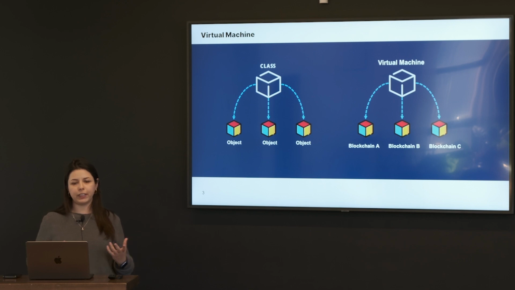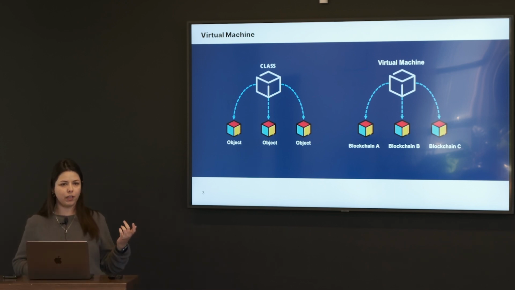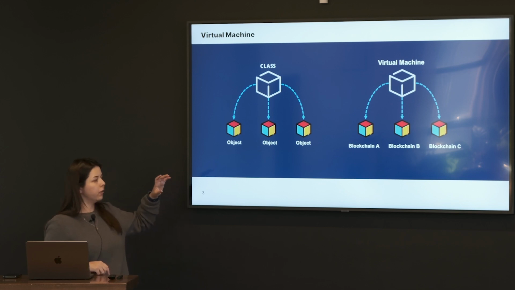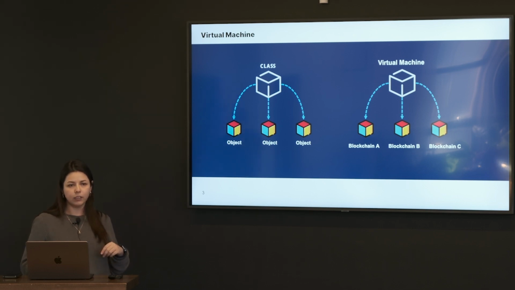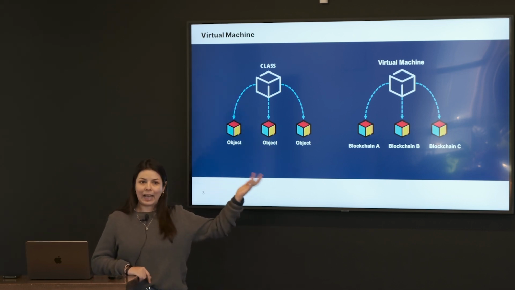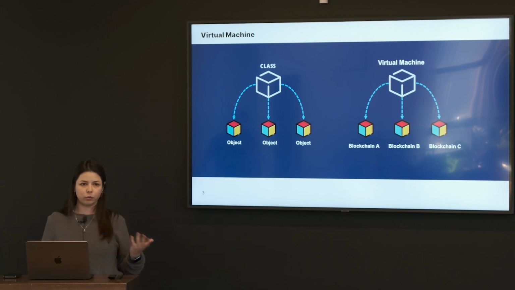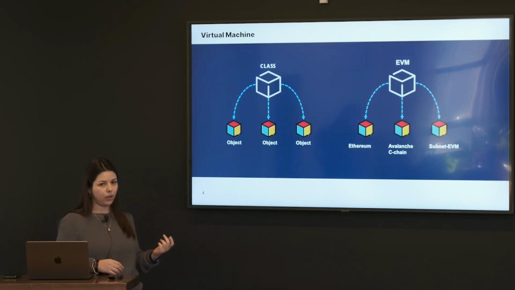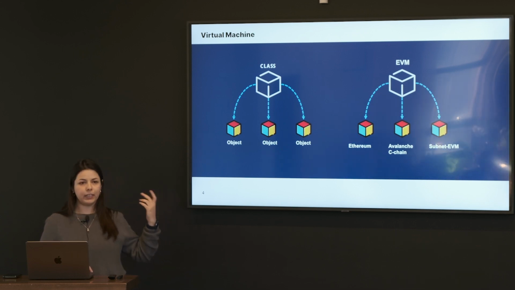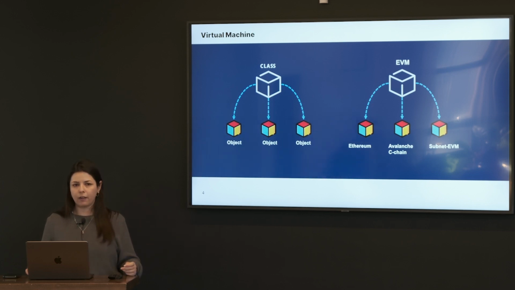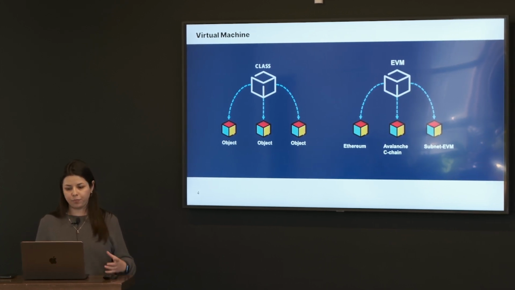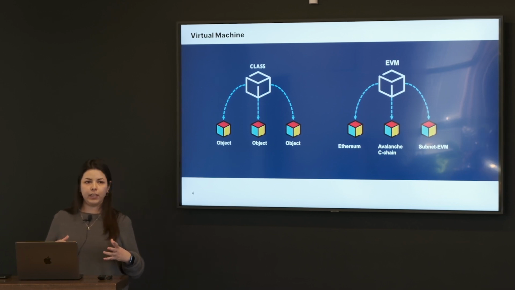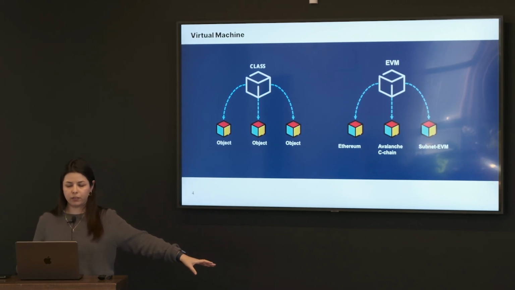A virtual machine is basically, for those familiar with object-oriented programming, you can think of it in the same way as classes and objects. You can have a virtual machine class, and then you have different instances of the same virtual machine. You can think of the EVM, for instance: you have Ethereum, you have Avalanche C-Chain, you can have Subnet EVM. Because we are modifying the virtual machine itself, we will need a Subnet EVM to do that.